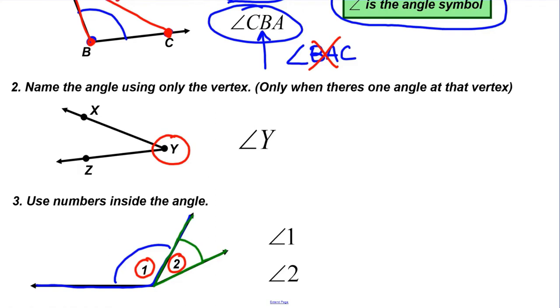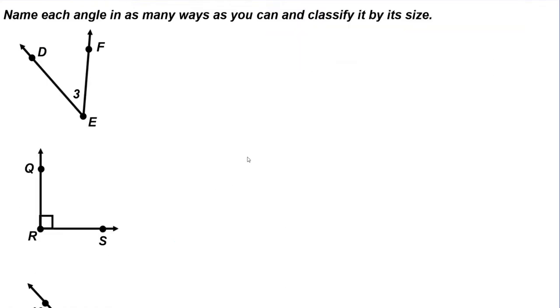So let's put what we've learned to use here in these examples. Let's name each angle in as many ways as we can and classify it by its size. So here we have a diagram of an angle. So let's name this in as many ways as possible. Well, the first way to name it would be side, vertex, side. So use a point on the side, use the vertex, and a point on another side.